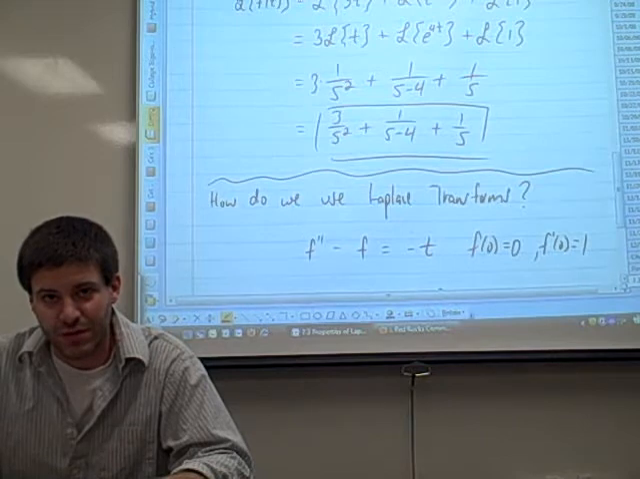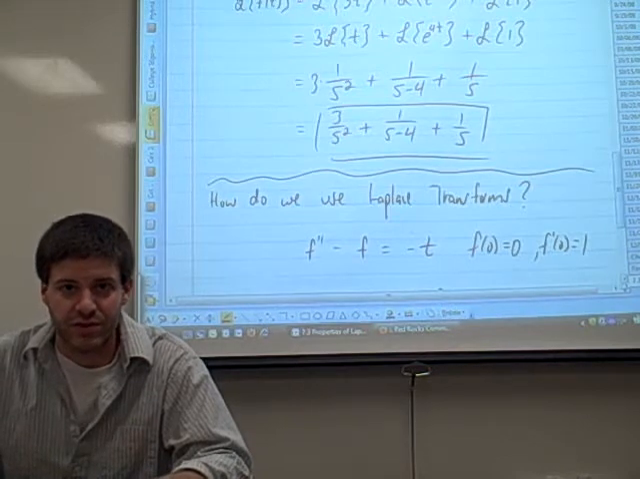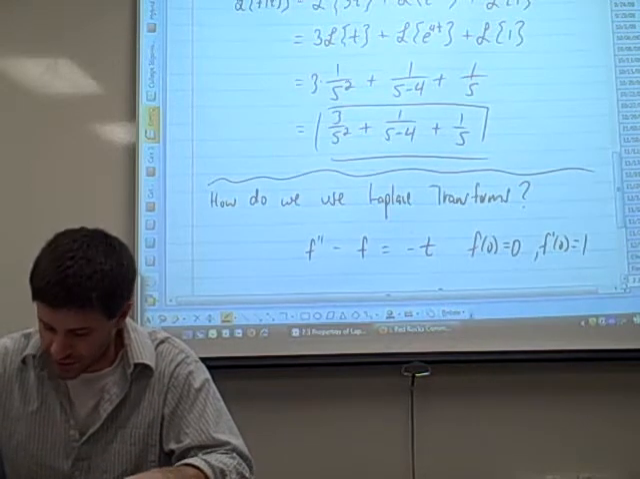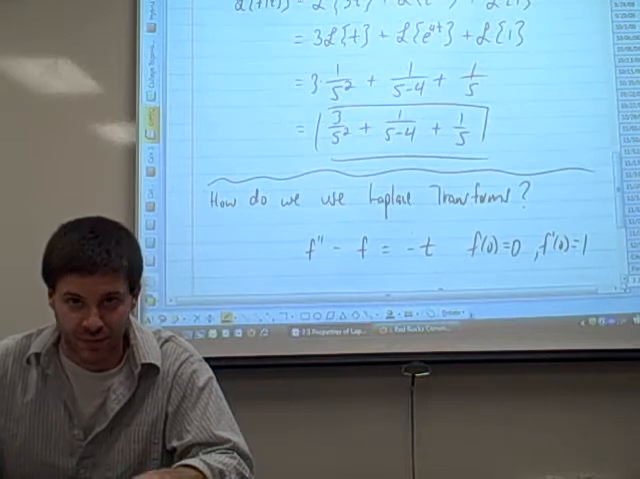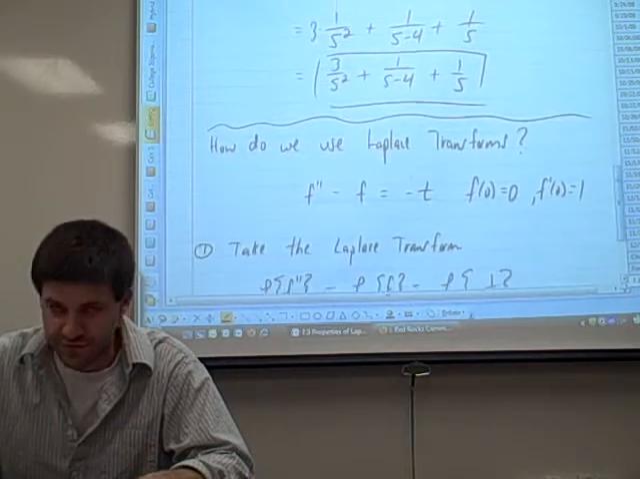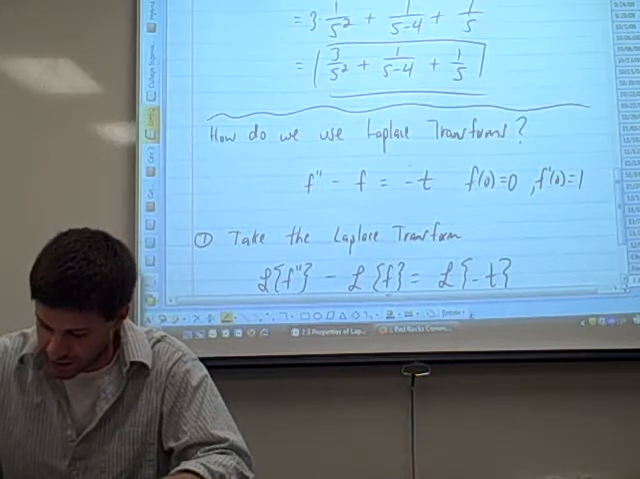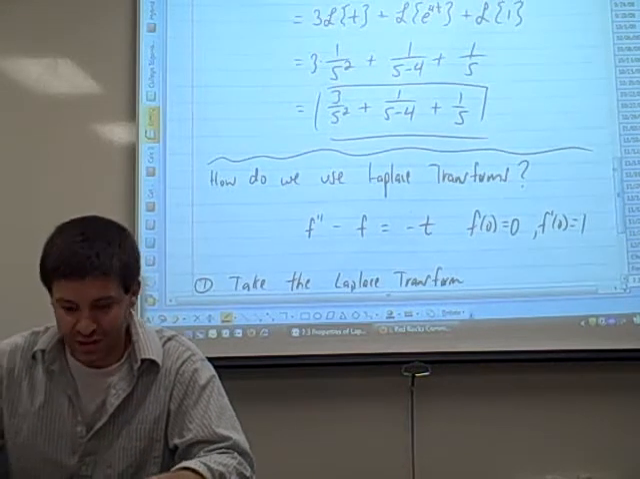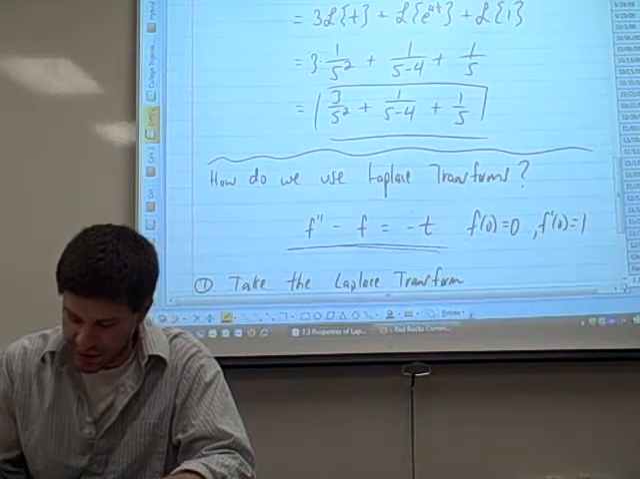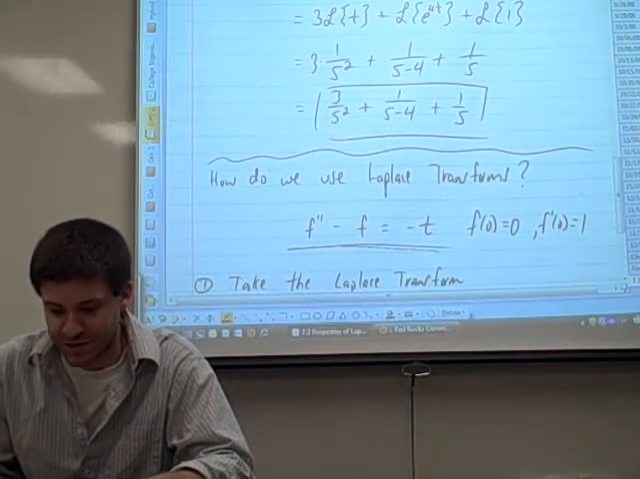Okay, so the next thing I want to talk about is how we're actually going to use these Laplace transforms. And I want to discuss that using a very simple example. And of course, we're going to do a lot of these in class, so don't be scared if this is a little bit confusing. But let's take a look at this simple differential equation, f double prime minus f equals negative t.